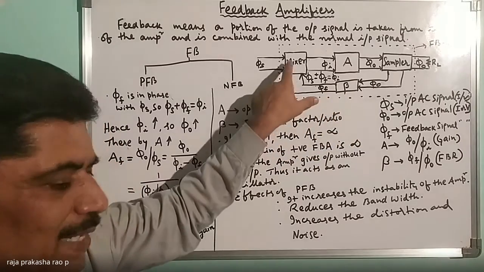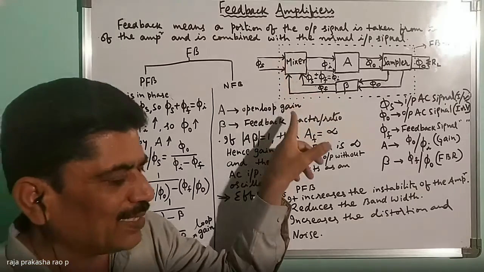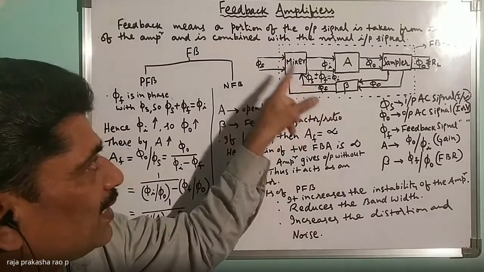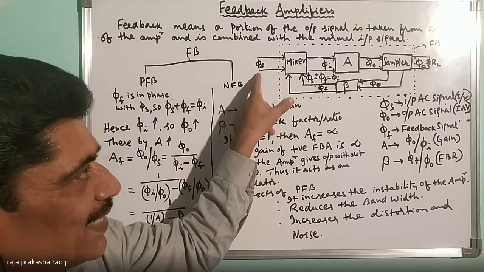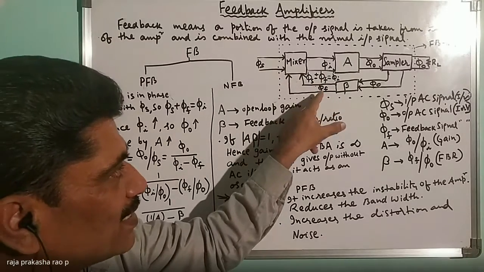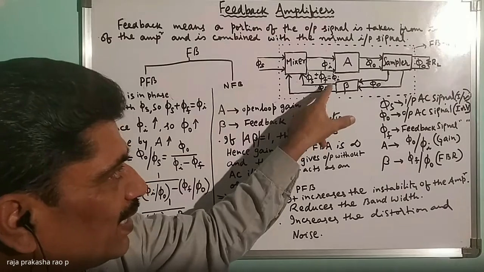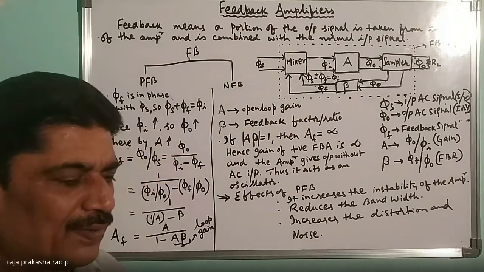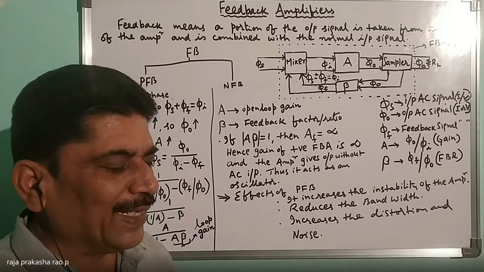It is fed to the mixer. What this mixer does is, it will add or subtract the signal to the input signal phi S. So phi S plus or minus this feedback signal, that is phi F, is equal to phi I. Okay, I followed, students. Any doubt? You want me to repeat again?